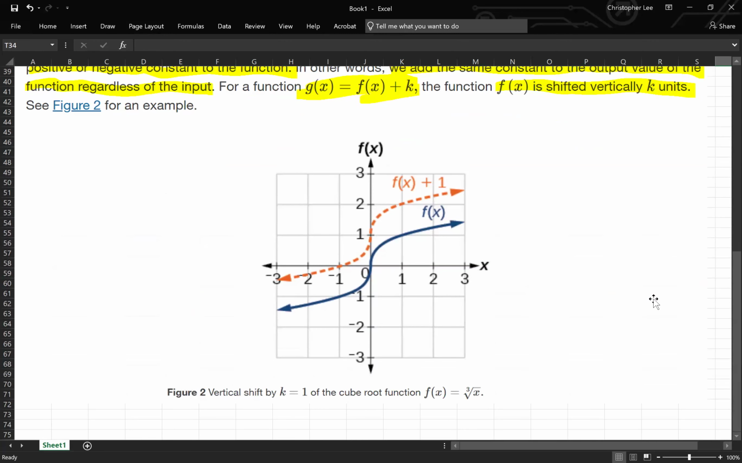So let's say I have this function right here, which we know is the cube root of x, right? If I add a constant to it, let's just keep it simple. Let's say I'm adding 1 to it. It's going to shift the graph up 1 unit. That's all that's happening. So this is a vertical shift by k equals 1 of the cubic function f of x is equal to the cube root of x. I'm adding 1 to it and it's shifting it up 1 unit, right? But more specifically, I'm shifting the y coordinates. You know how you have the x coordinate and the y coordinate? I'm shifting the y coordinate up 1 unit, or in general k units.